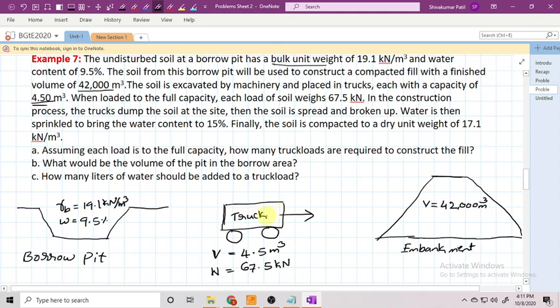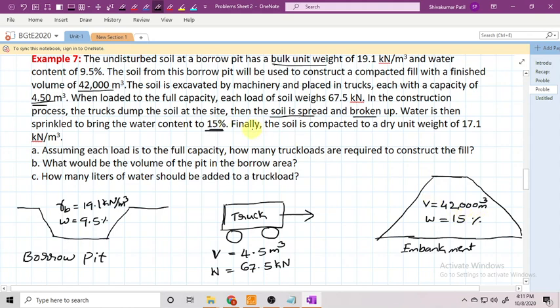In the construction process, the truck dumps the soil at the site. So the truck will take the soil and dump it here. Then the soil is spread and broken, because some boulders will be there, so they break it into small parts and mix it with some water. Water is then sprinkled to bring the water content to 15%. So now the water content at the embankment is how much? 15%.